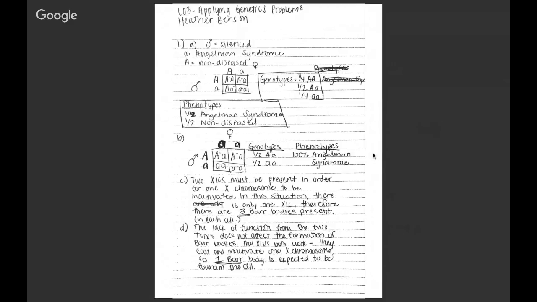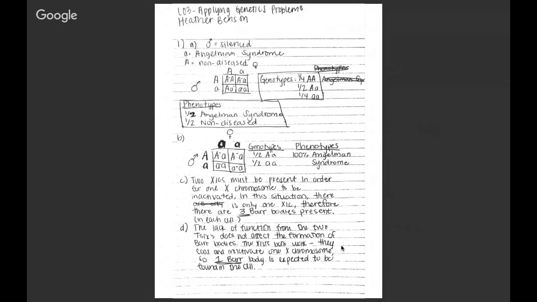For letter C there, it is talking about what happens when a woman who has triplo X syndrome, how many bar bodies does she have if the XICs have been deleted from 2 of her chromosomes in each of her cells. And so for this one here, 2 XICs must be present in order for 1 X chromosome to be inactivated. So since there's only 1, there would be 3 bar bodies present in each cell.